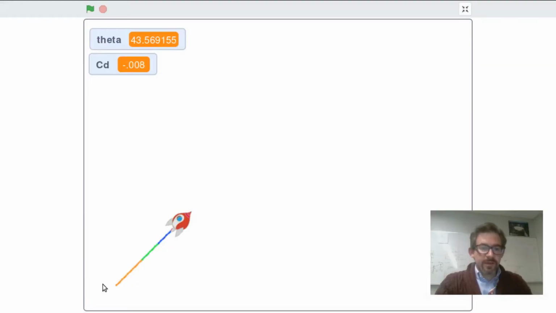Here we're going to take a look at a redo of this simulation where we've added drag. We've got a drag coefficient here that's pretty small. I've got 0.008 for my drag coefficient, and I'm launching at about a 45-degree angle. Let's see what happens in this flight. So this is really dramatically different from the parabolic flight we got before, even though we have a pretty small drag coefficient, or at least it looks like it is.